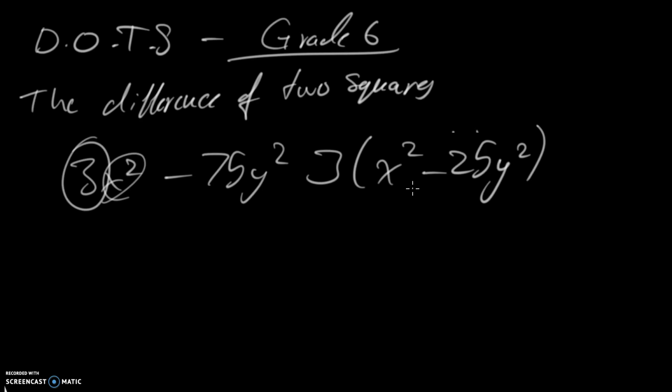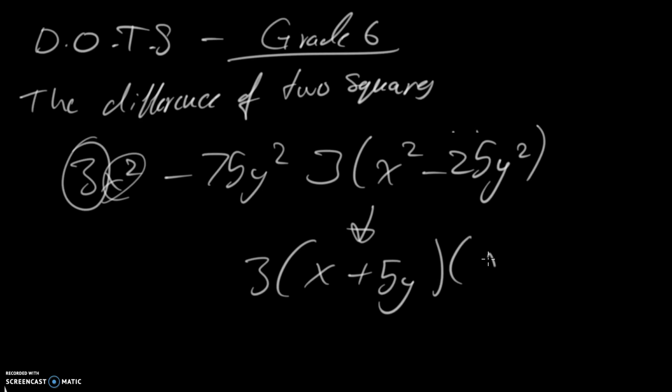Now we just square root it to give us 3, brackets x, because x squared square rooted is x, and 25y squared square rooted would be plus 5y. And then we put x minus 5y.